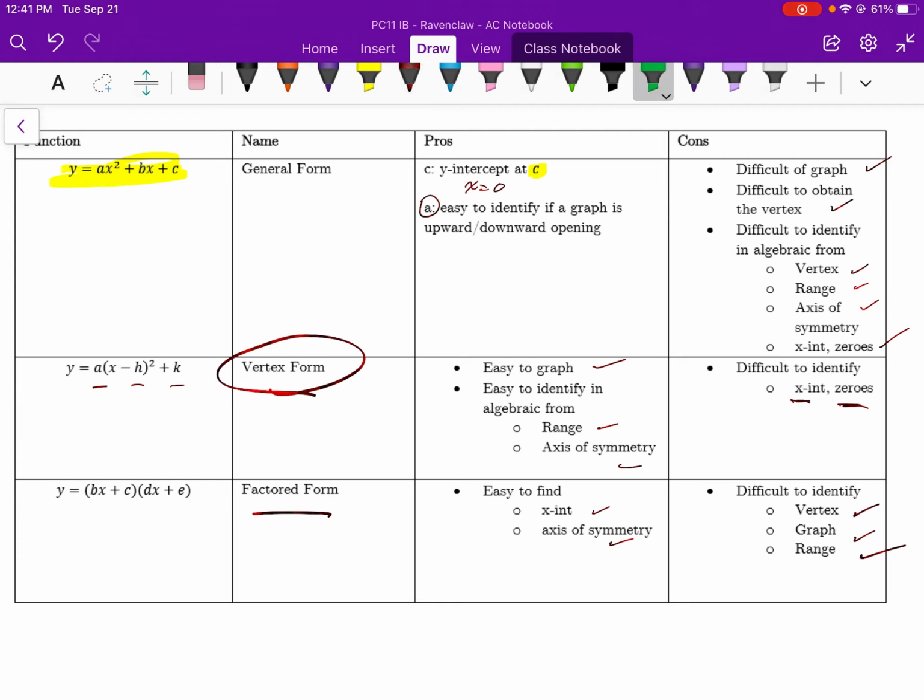So really, I think the winner is going to be vertex form. Wouldn't it be nice if all of our parabolas were given in vertex form if we're trying to graph or almost face any question in quadratics? That's where we're going to be focusing.